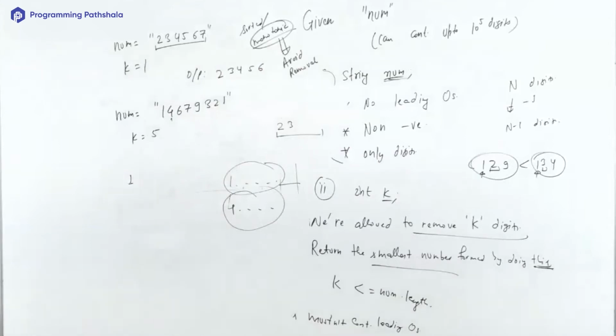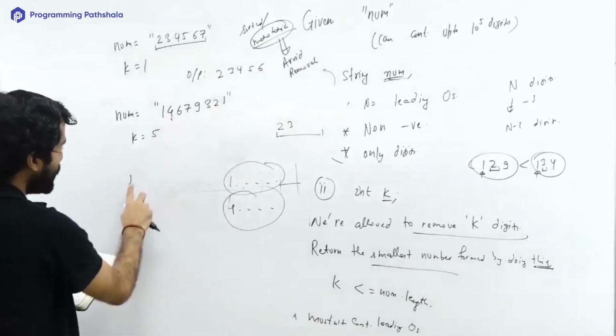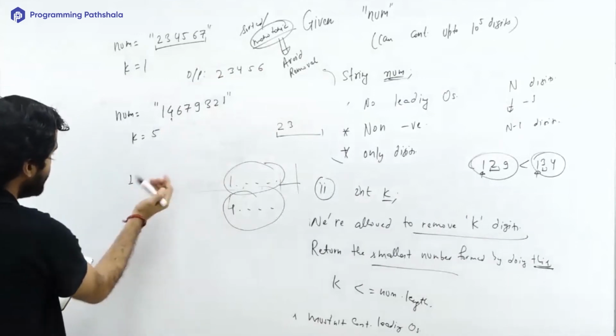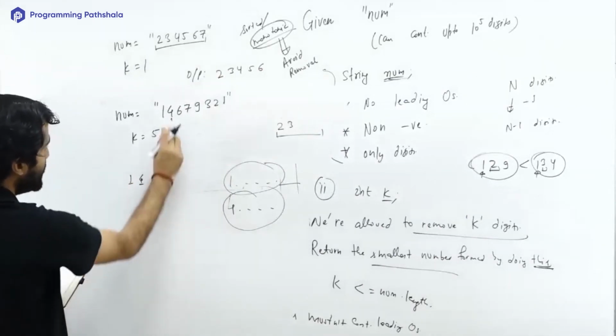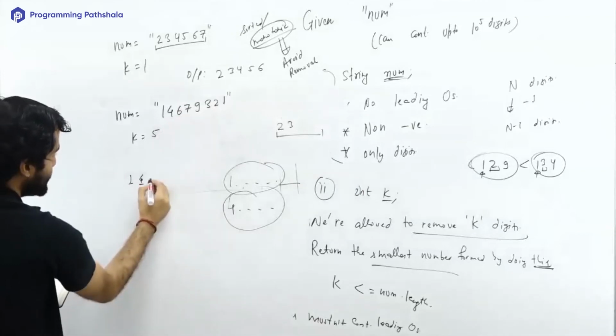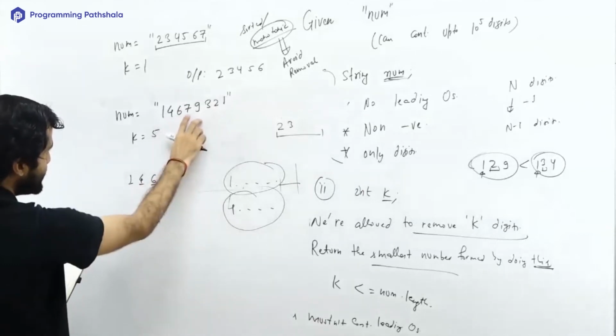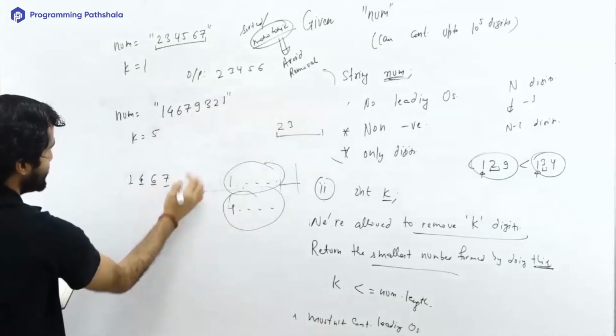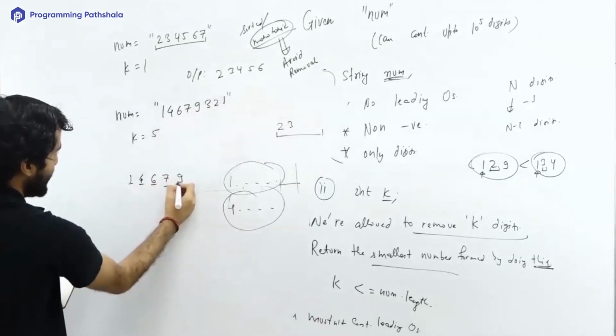Right? Okay. So you realize that this 4 is greater than this 1. So you will simply consider this 4 here as it is. Now you come to this 6. Again, this 6 is greater than 4. So you will consider it as it is. Again, this 7 is greater. Consider it as it is. 9 is greater. Consider it as it is.